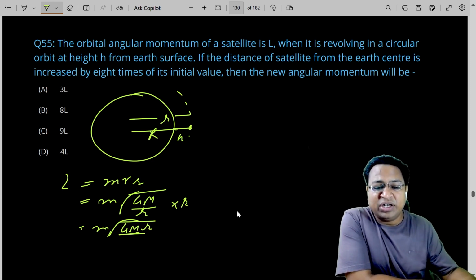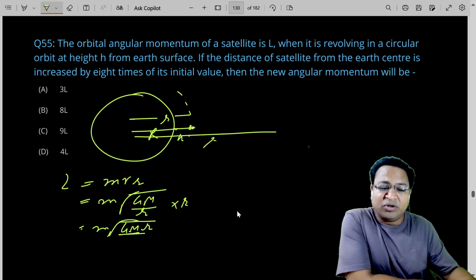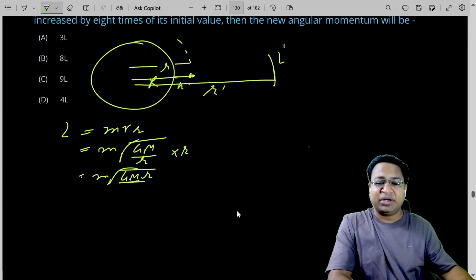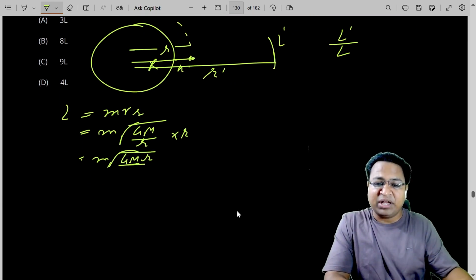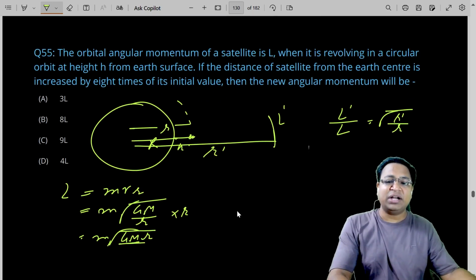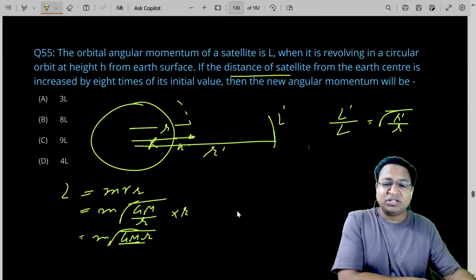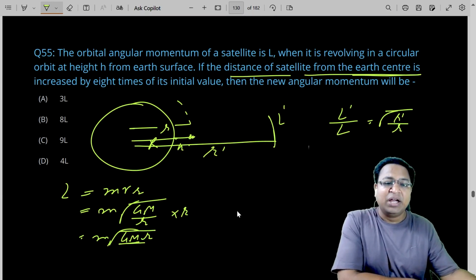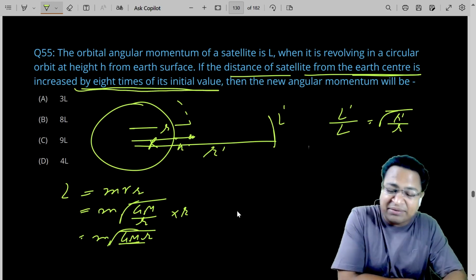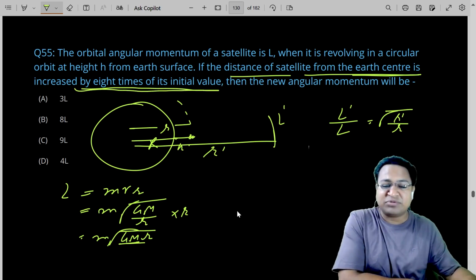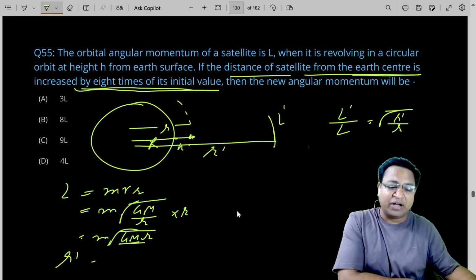So we can clearly see here that if we take the satellite to another orbit, the radius of which is r prime, then the angular momentum there can be written as L prime by L equals root of r prime by r. Now the question says that the distance of the satellite from the Earth center, that means the radius of the orbit, is increased by 8 times its initial value. So the difference is 8 times R. So the final value of R would be R plus 8R, that would be 9R.